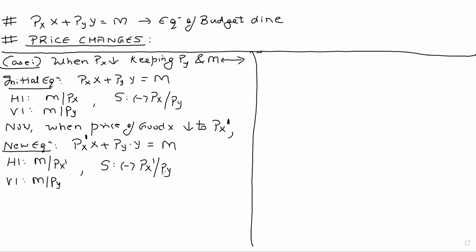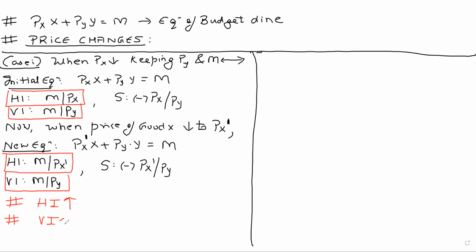Okay, so guys, we can now compare the cases. So look at the horizontal intercept, m by px and m by px dash. So you can see for the same numerator, denominator has gone down. That means my horizontal intercept has gone up. Look at the vertical intercept. Vertical intercept initially was m by py, now also it's m by py. So vertical intercept has remained unchanged.